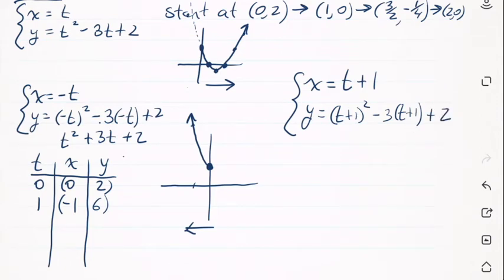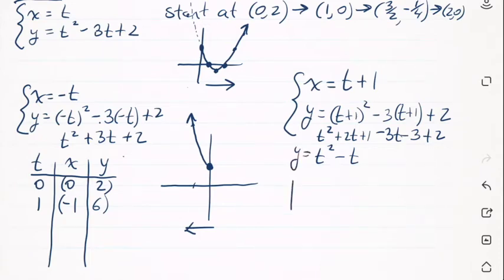All right, and I can simplify this. This is t squared plus 2t plus 1 minus 3t minus 3 plus 2. So this is t squared minus t, and then the rest of it's gone because 1 plus 2 is 3, 3 minus 3 is 0. So this would be the y version of it.